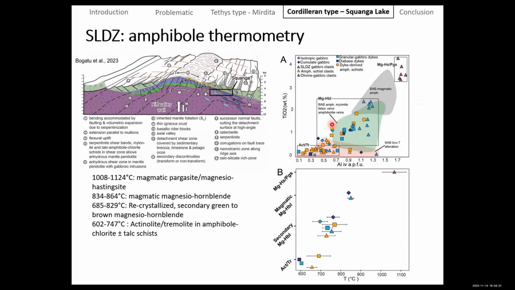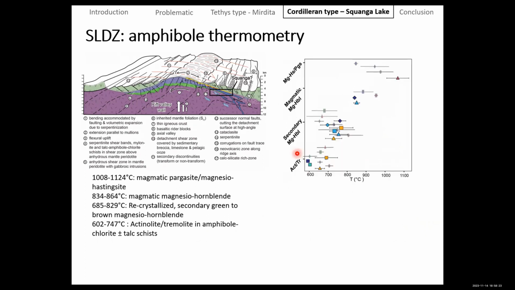So again, we looked at the thermometry of the amphiboles along this shear zone. We wanted to compare with what we see in the Mirdita detachment system. So basically here, we also have high temperature amphiboles, overprinted and recrystallized to secondary amphiboles, such as magnesio-hornblende and actinolite-tremolite. This is just an image showing that the amphiboles from the Squanga Lake detachment zone and the Mirdita detachment system overlap.